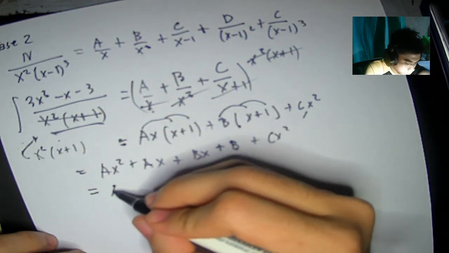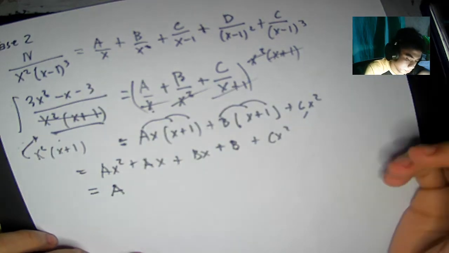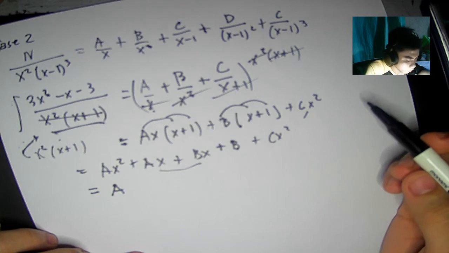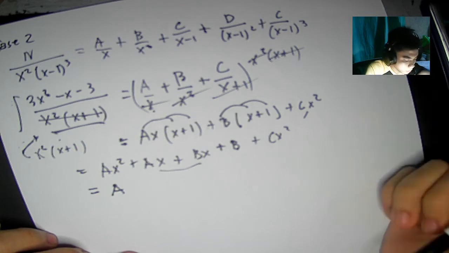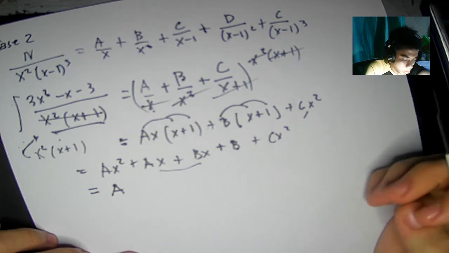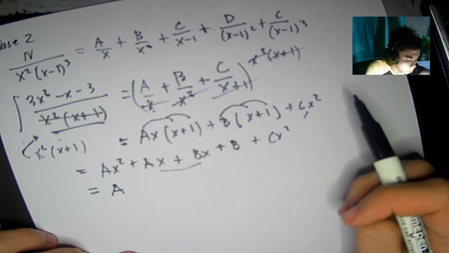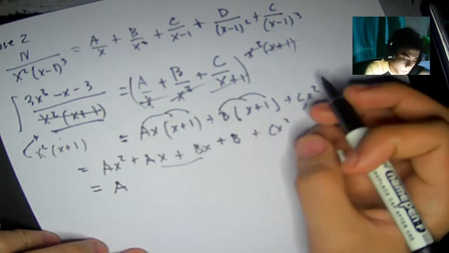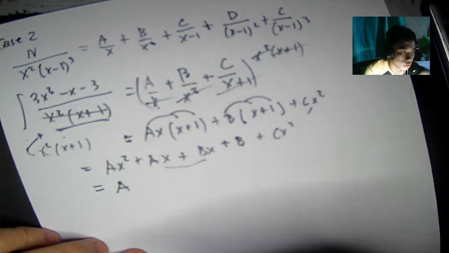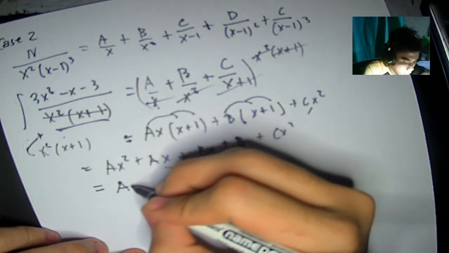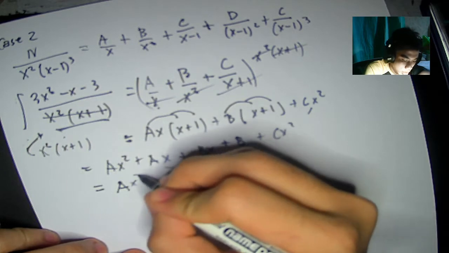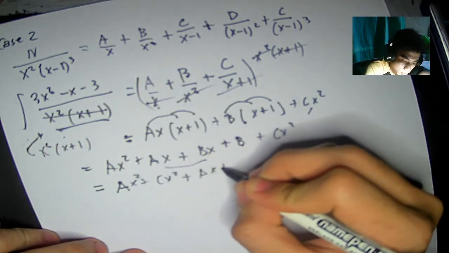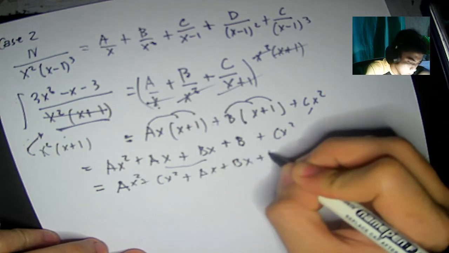So we'll combine like terms. What are our like terms here? Let's see, x, bx. No, I don't think so. Let's not combine the like terms. I think combining like terms will be wrong. So let's just rearrange this: ax squared plus cx squared plus ax plus bx plus b.